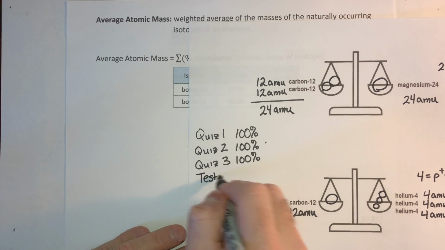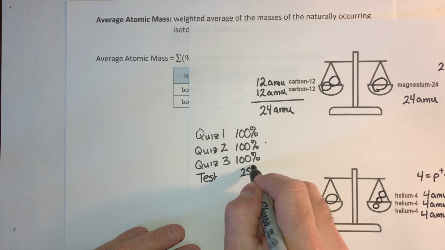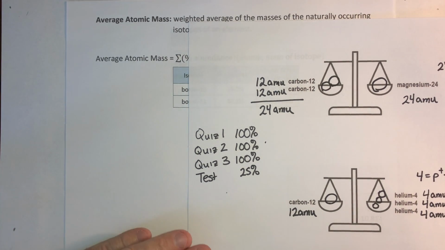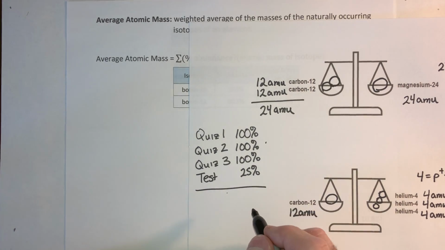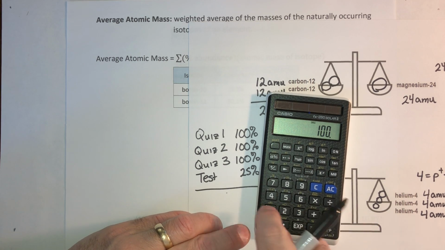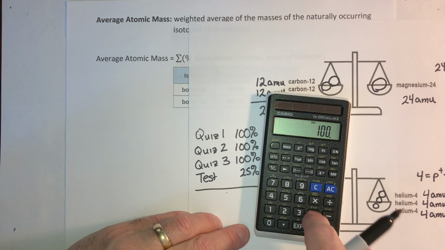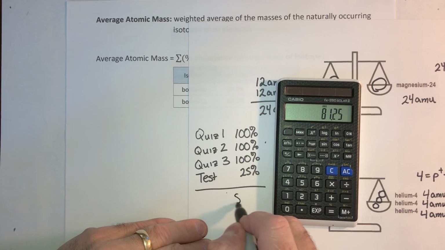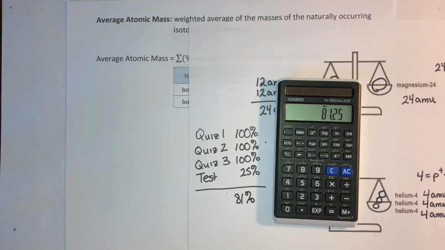Then you write your test and you get like 25%. It was a terrible, terrible day. You didn't get any sleep. On the way to school, you fell down and hurt your leg. It wasn't your best day. So now if I wanted to do an average of this, I wouldn't just do a straight average and say, oh, it's 100 plus 100 plus 100 plus 25 divided by 4. Right? I wouldn't say my average is 81%, because I know that tests are worth more.